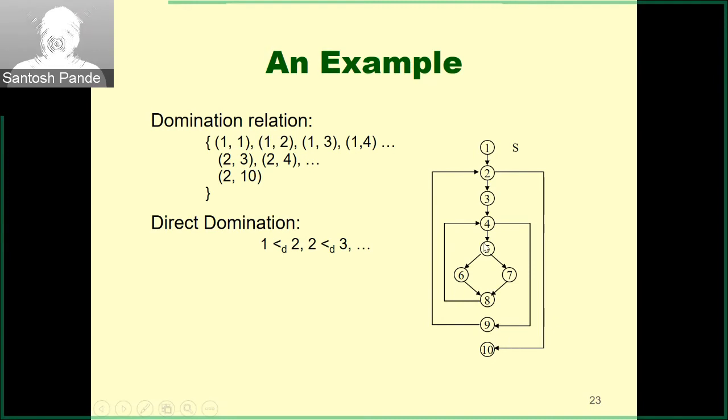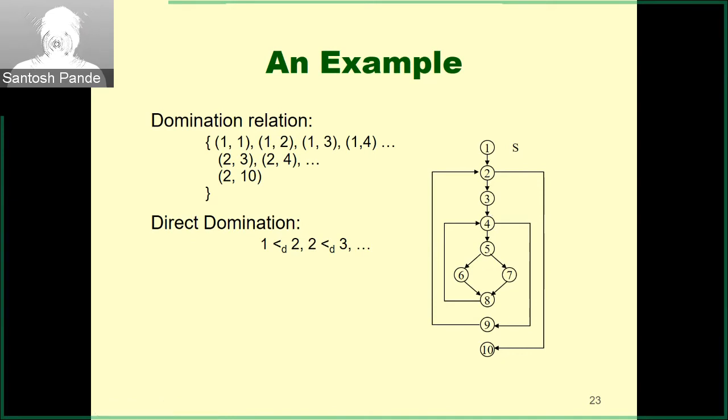For example, if I ask this question, who all dominates 5? The answer to that will be, of course, 5 dominates 5 itself, self-domination, and then 4 dominates it, 3 dominates it, 2 dominates it, and 1 dominates it. So it will give me a list of nodes which dominate me.